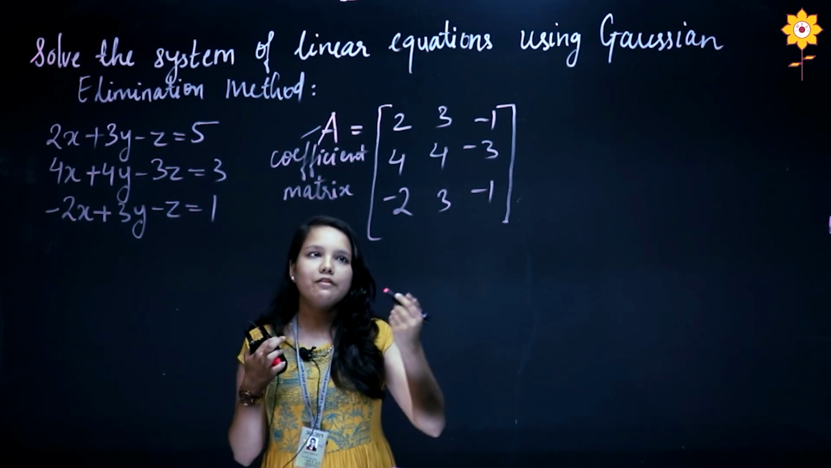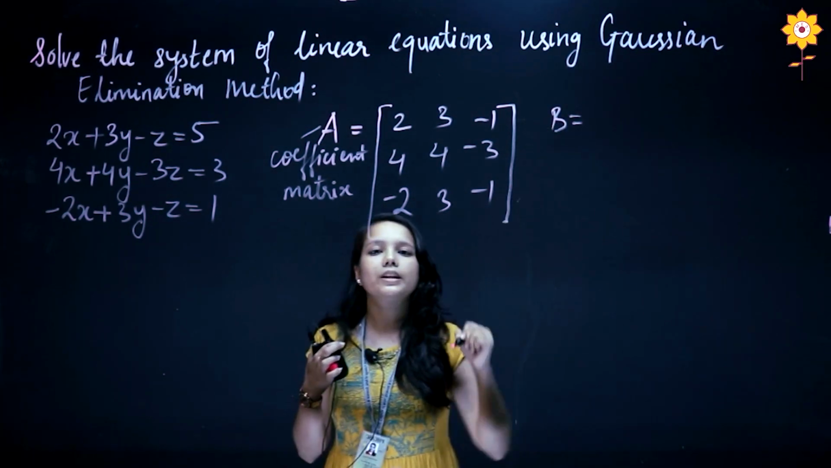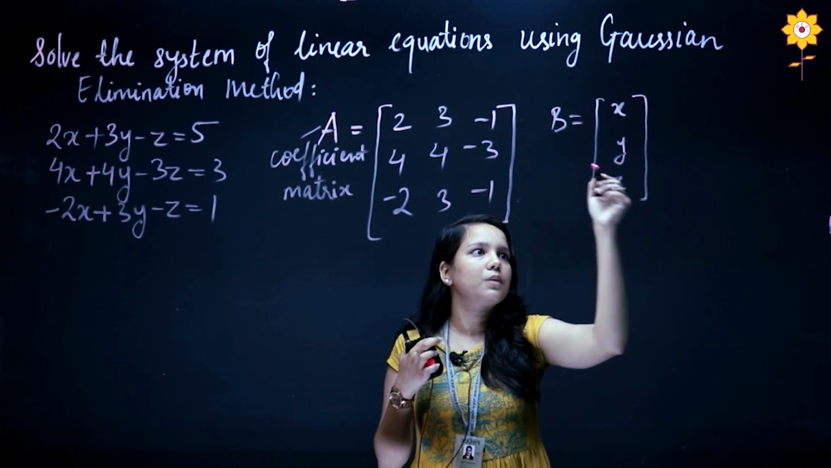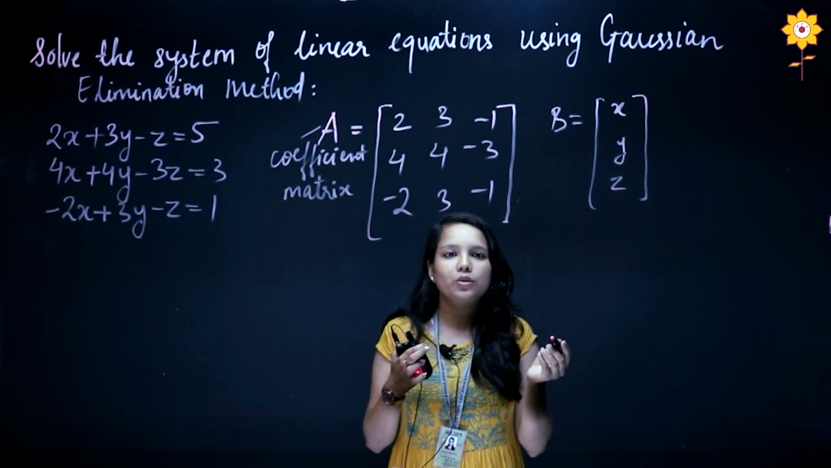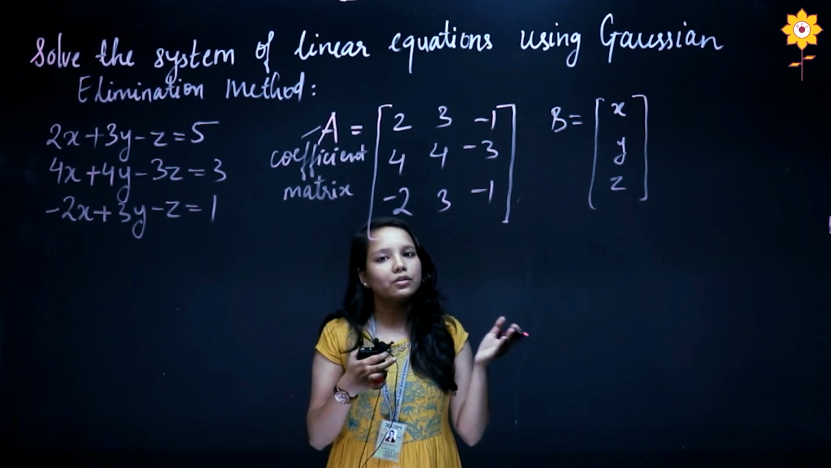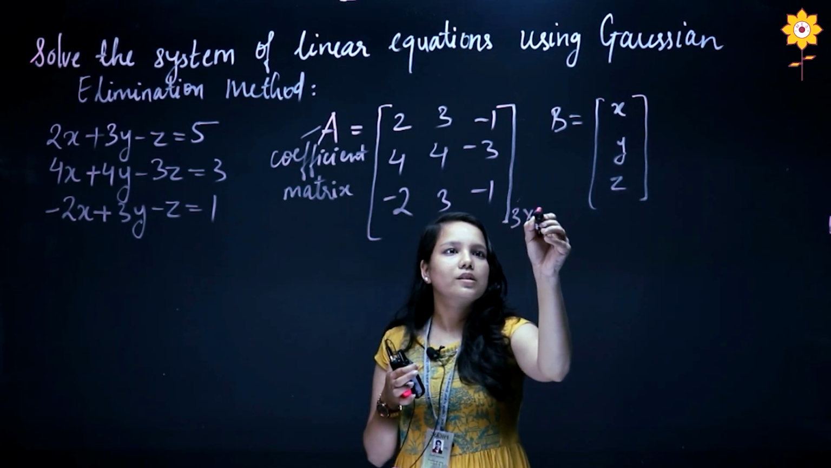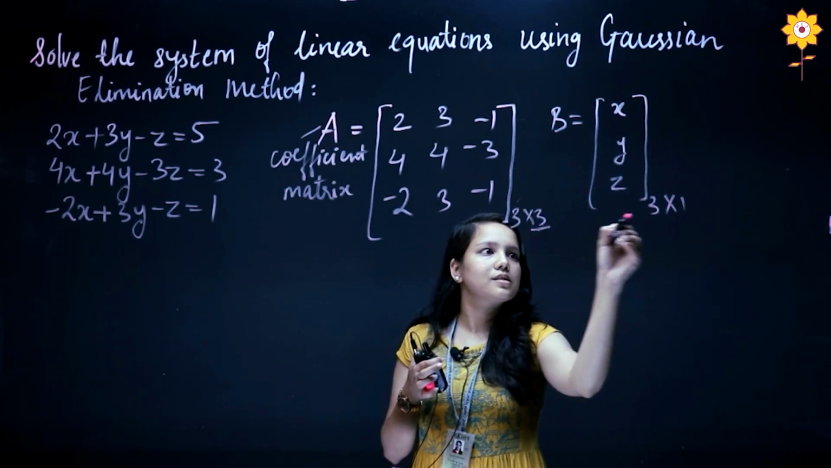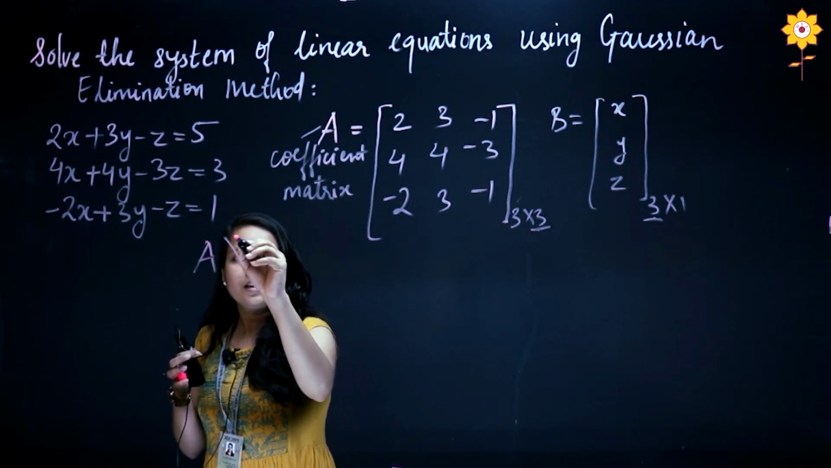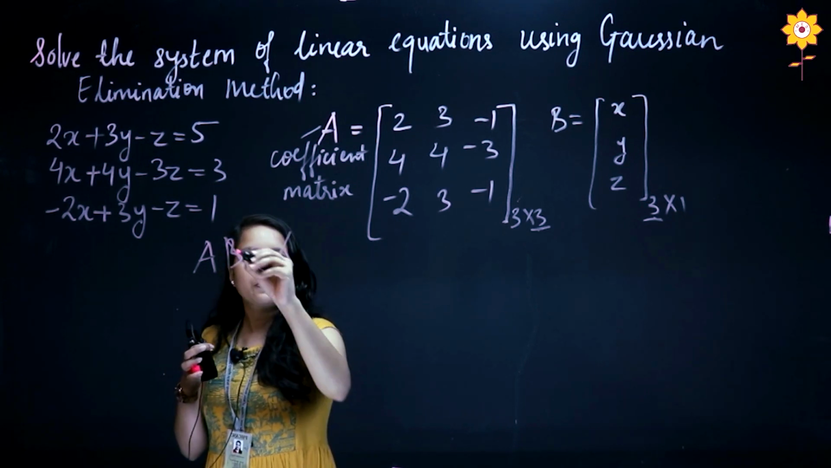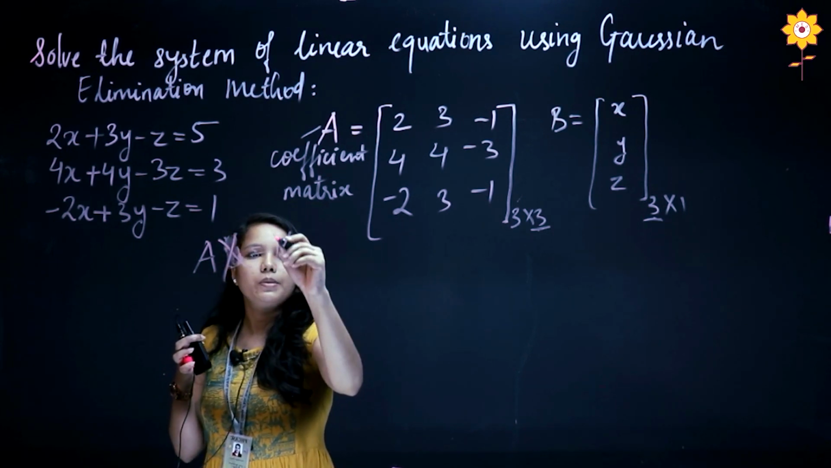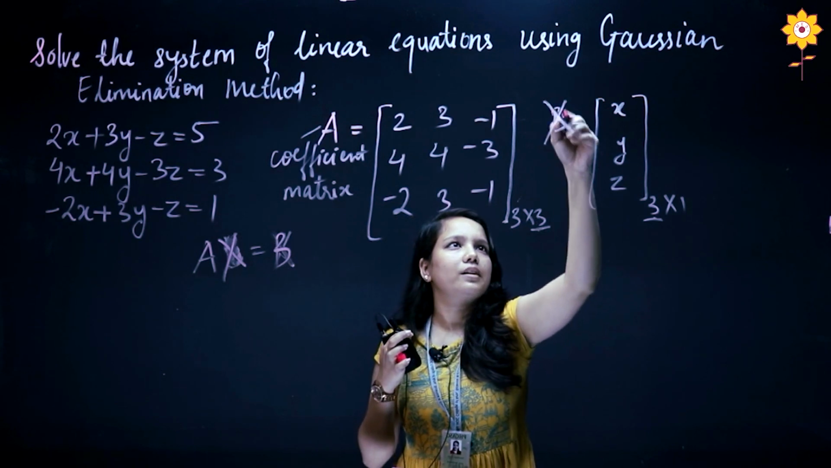In the same way we form a matrix of the unknowns, which are x, y and z. We can do matrix multiplication only when the number of columns of the first matrix equals the number of rows of the second matrix. This is 3 cross 3 and this is 3 cross 1. Since these two numbers are the same, we can multiply them, because we are going to form AX = B. We call this unknown matrix X.